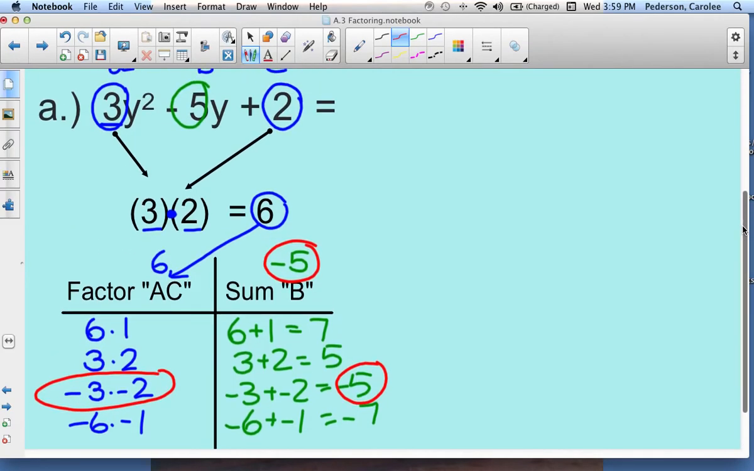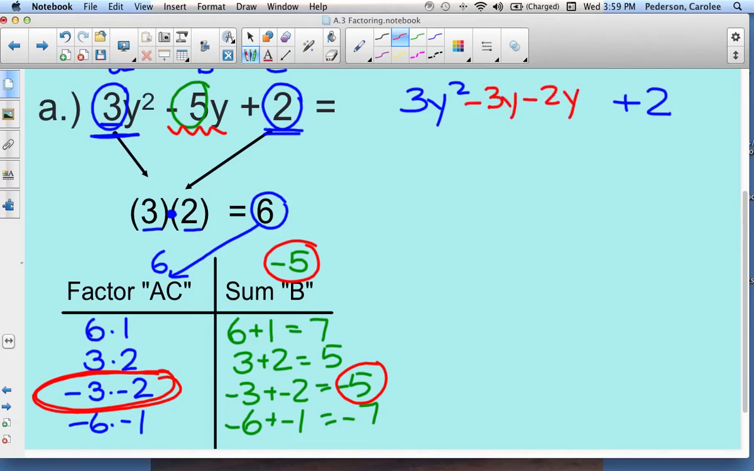Now, how the AC method works is we use this first term and last term as they are. So I'm just going to rewrite those. So 3y squared and then plus 2. Now I'm going to remove this -5y, and I'm going to replace it with -2y and -3y. So I have -3y and -2y. These are our new terms. If I were to combine those back together, I would get -5y.